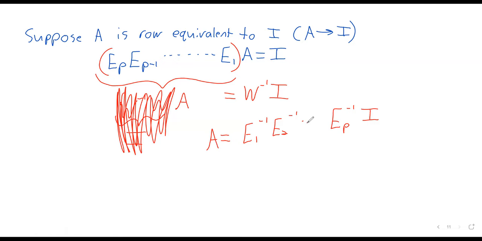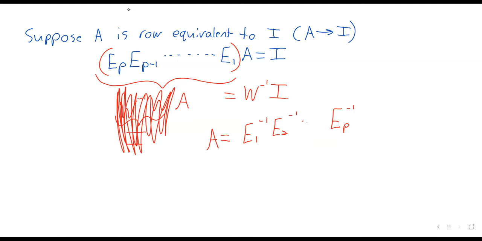And now I'm going to use the fact that, let's see. E1 inverse, sorry, I'm spacing a little. Multiplying by I doesn't do anything. Let's ignore it. Okay, so great, got it. Sorry, I was just spacing out.